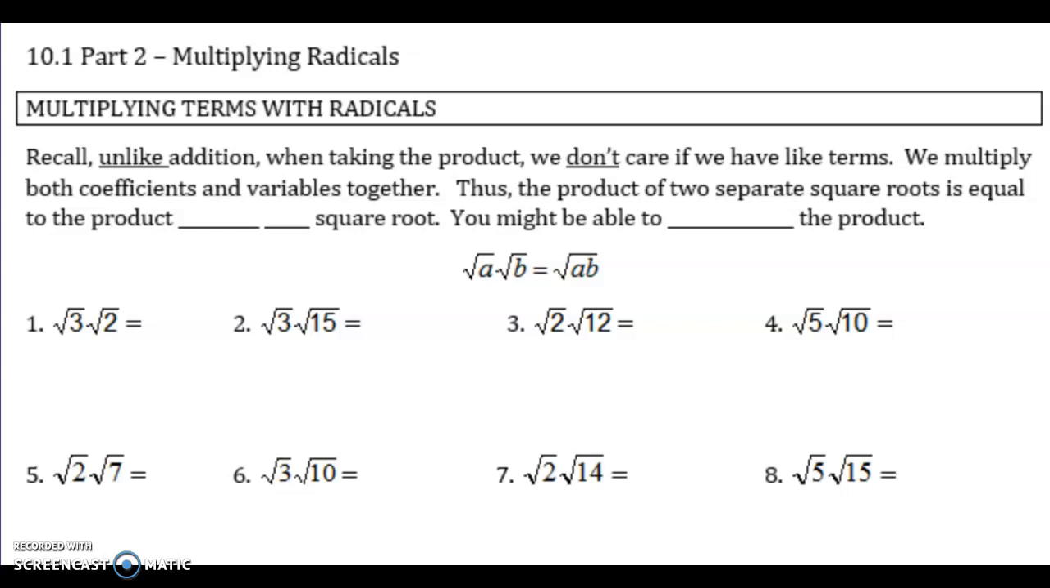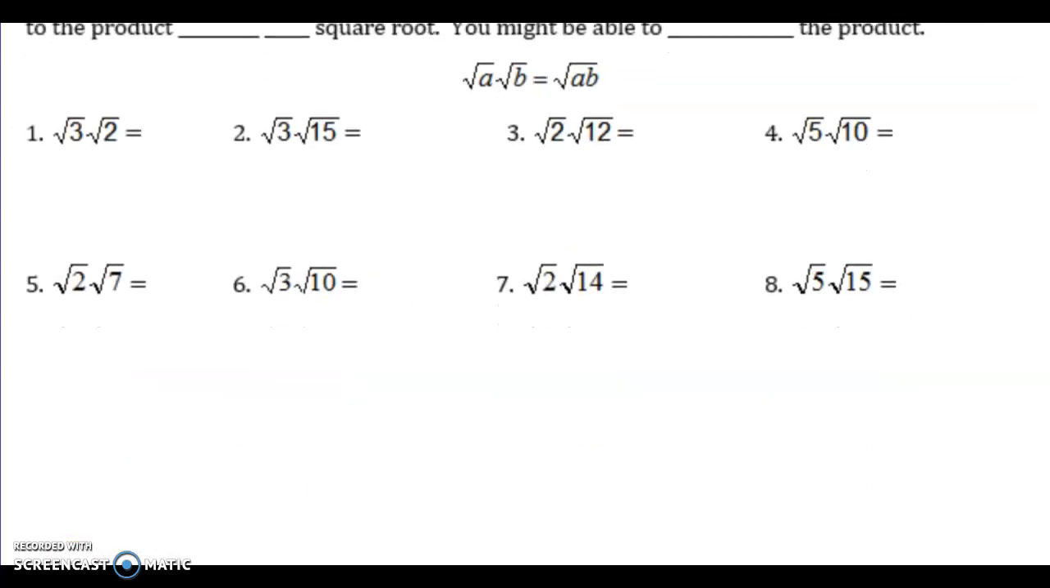So what you're doing here is multiplying radicals. What we did in the last part was we divided them up, and now we're going to multiply them together. It says, unlike addition, when taking the product, we don't care if we have like terms. We multiply both coefficients and variables together, thus the product of 2 separate square roots is equal to the product of both square roots. You might be able to simplify the product. Okay, so what you're going to see here is A and B, you just multiply them together. And you might be able to simplify also at the end.